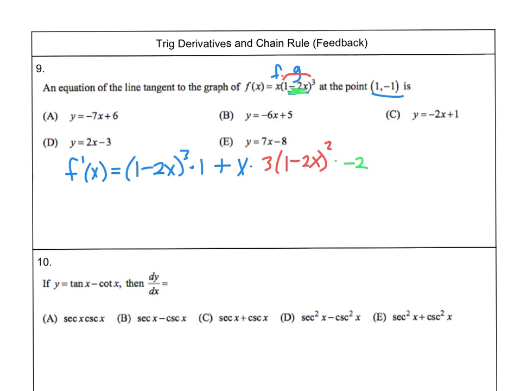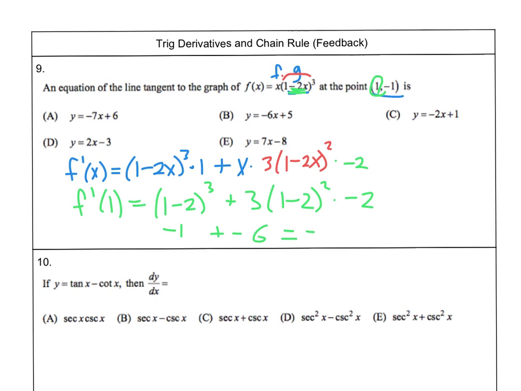And what we really care about is plugging in 1 here. So f prime of 1, I'm not even going to simplify anything up here. So we get 1 minus 2 to the third plus 1 times 3, 1 minus 2 squared times negative 2. 1 minus 2 to the third is negative 1. Negative 1 squared is going to be positive 1, so it's 3 times negative 2 is negative 6. There's my slope.